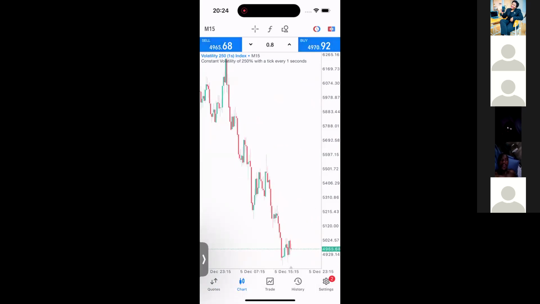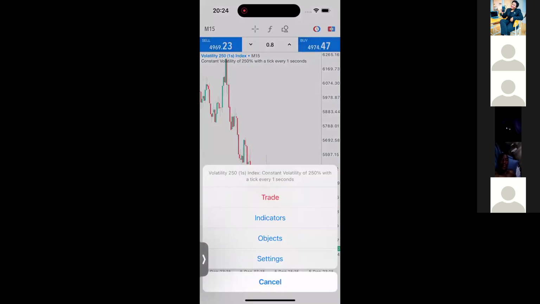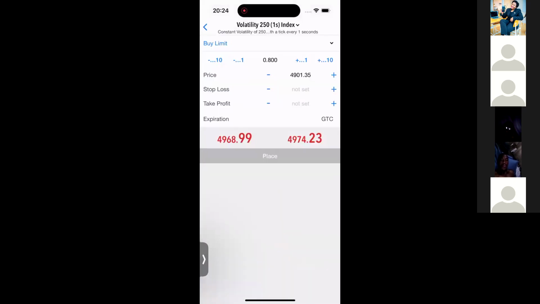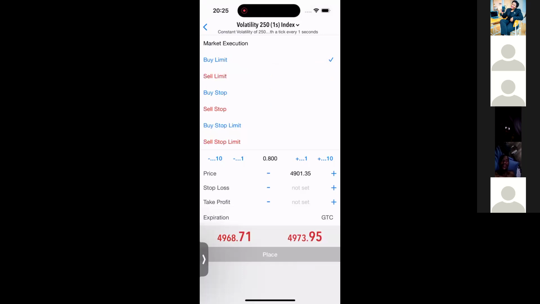So when you click on your screen, just tap your screen. When you tap the chart, it will bring out the options: trade, indicators, object, setting, cancel. You click on trade. It will take you to this page. Now, this is where you can actually place your pending orders. For buy limit, sell limit, buy stop, sell stop, you see all your options here.